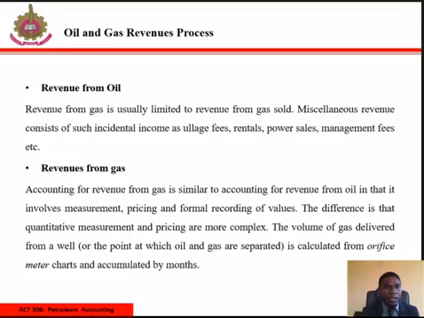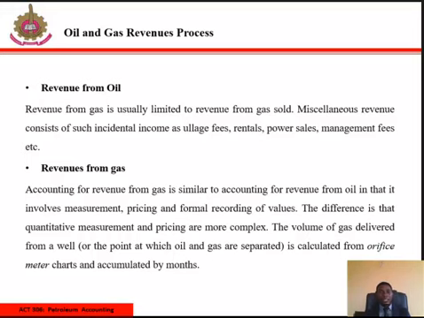Now, revenue from gas. Accounting for revenue from gas is similar to accounting for revenue from oil, in that it involves measurement, pricing, and formal recording of value. The difference is that quantitative measurement and pricing are more complex in revenue from gas.